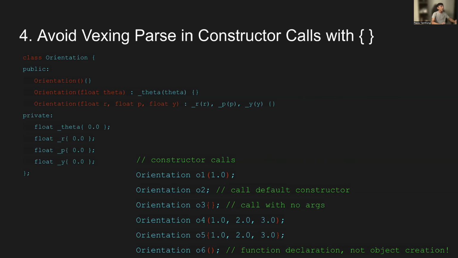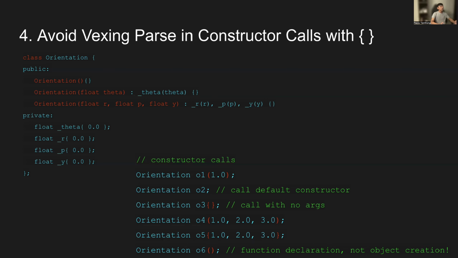When you call the constructor, in this case, we have the class Orientation and we have different constructors. The default constructor, as you're familiar with, the constructor with 1 argument, and the constructor with 3 arguments. In the constructor call, we have different ways to do that. Object O1 uses just 1 argument. Object number 2 is the default case. Number 3, using the braces.